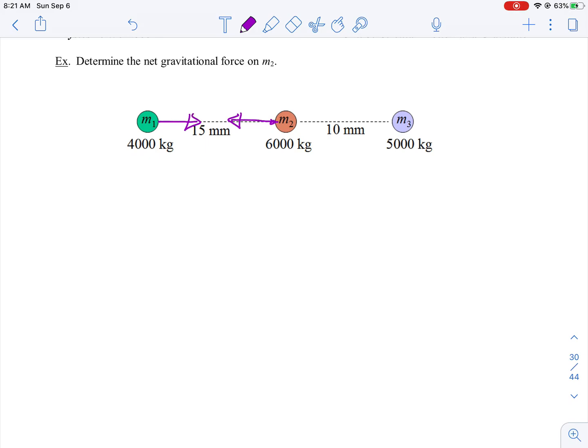But we don't really care about M1. We only care about M2. So let's label the one on M2. Let's call it Fg between, let's say, 2 and 1.